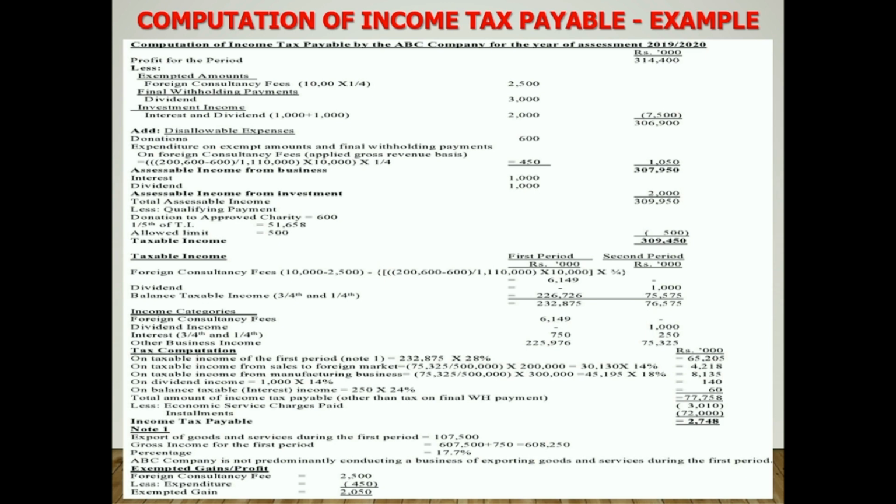Thereafter, investment income is available. Since I am computing business income at the first stage, I am removing this interest and dividend income in order to consider the same under investment income separately. So interest income derived by the company during the year is 1 million, and actual dividend received during the second period is 1 million. So total investment income of 2 million I have removed.